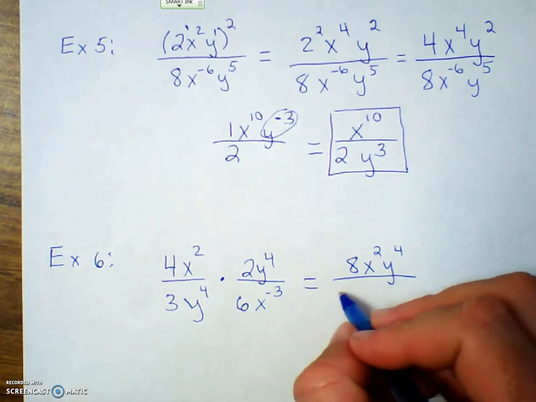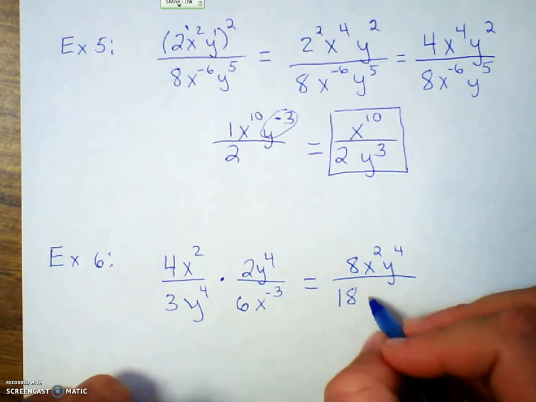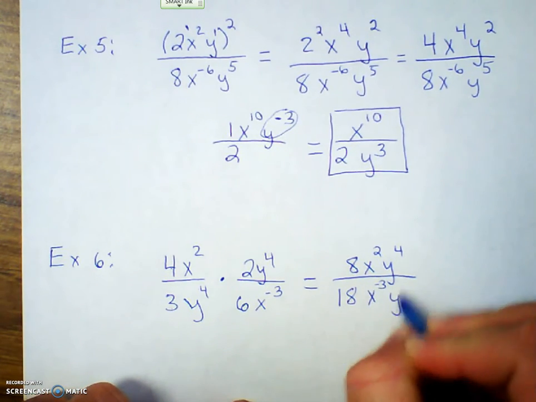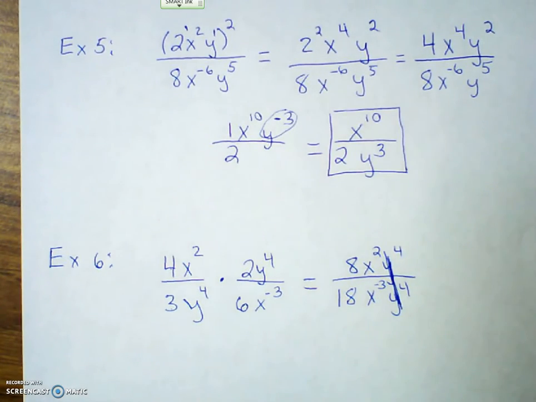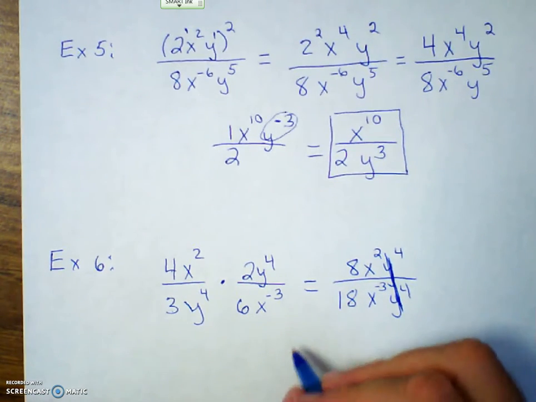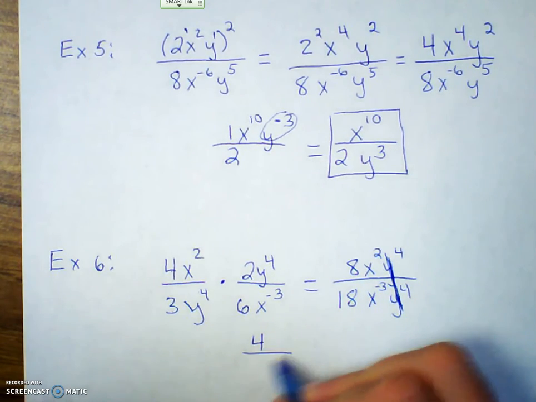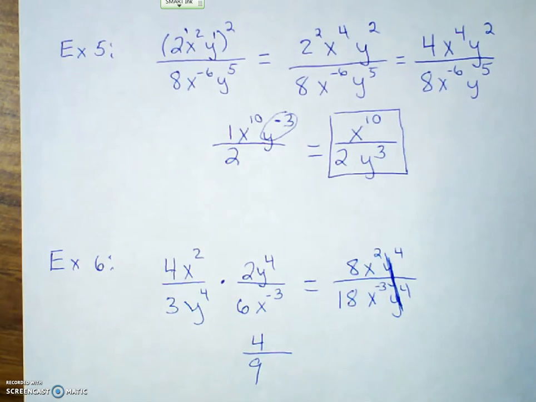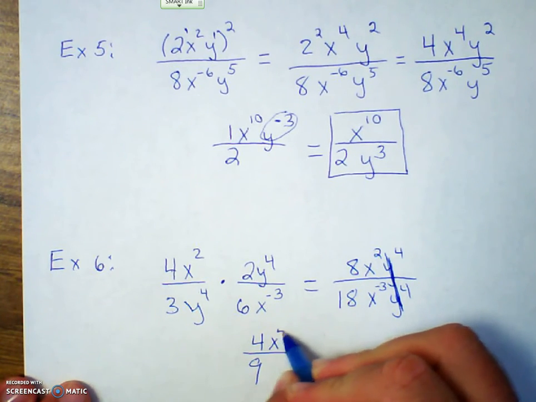3 times 6 is 18. You've got x to the negative 3 and y to the 4th. So just put those side by side. Nothing really to do to change those. So you can see the y to the 4th will cancel. 8 over 18 will reduce to 4/9. And then do top minus bottom. 2 minus negative 3 is a 5.